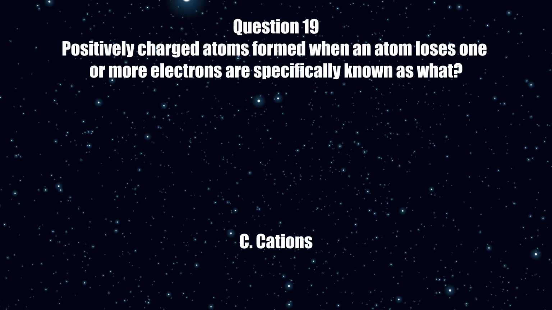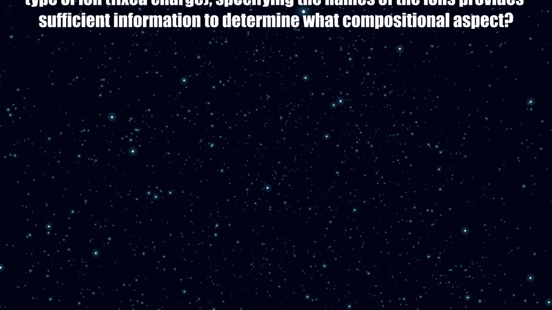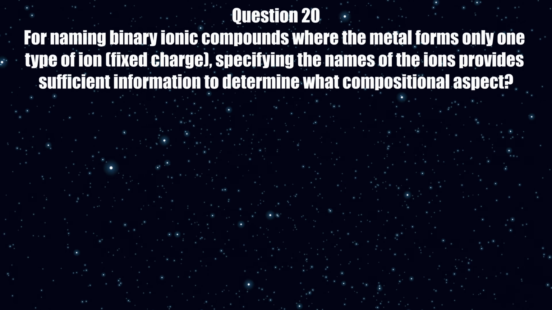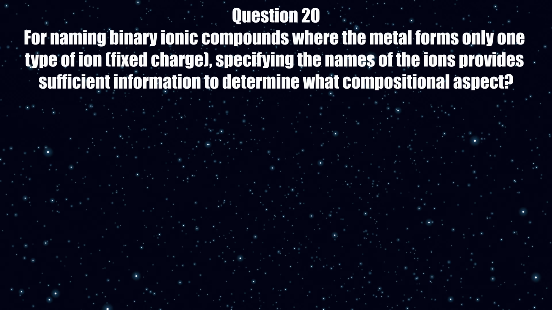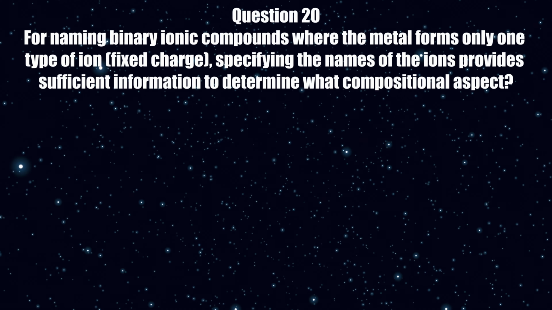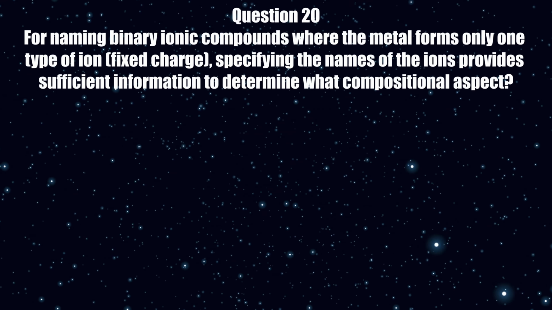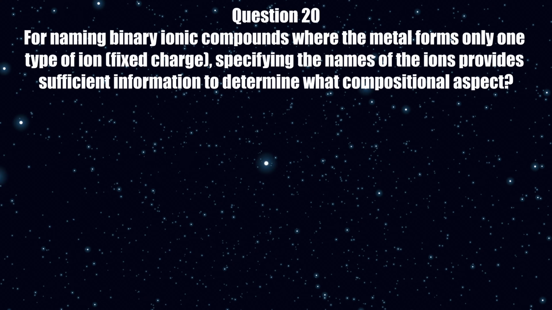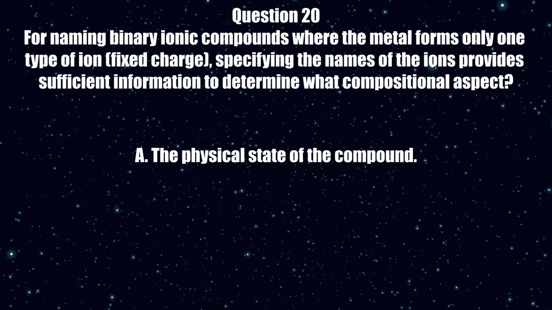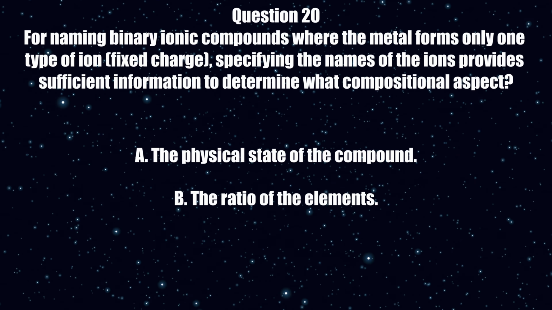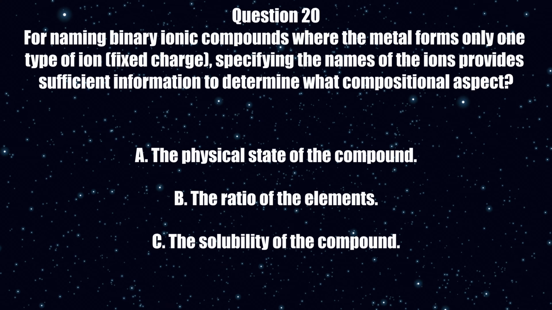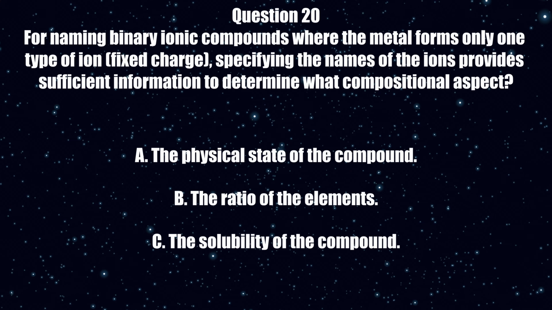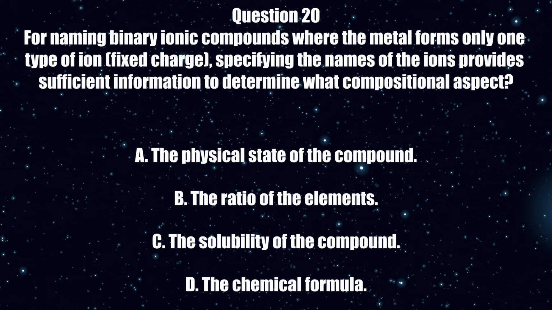The correct answer is C. Cations. Question 20. For naming binary ionic compounds where the metal forms only one type of ion, fixed charge, specifying the names of the ions provides sufficient information to determine what compositional aspect? A. The physical state of the compound. B. The ratio of the elements. C. The solubility of the compound. D. The chemical formula.